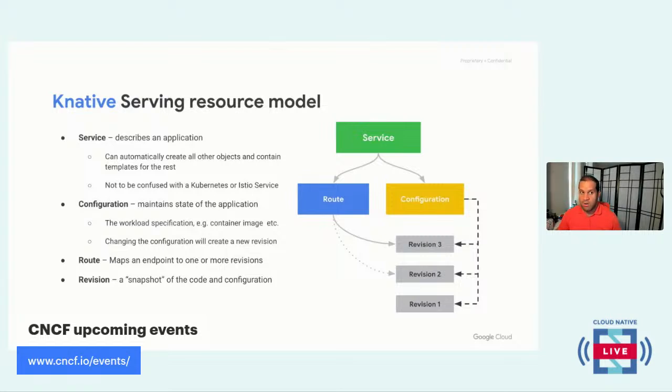The idea here is you have a service, which is an application. Think of a service similar to a pod in that concept, or think of it similar to a deployment in Kubernetes. When you deploy a service, what Knative Serving will do automatically is create what we call a route and a configuration. The route is essentially the ingress layer that routes the traffic to the proper service.